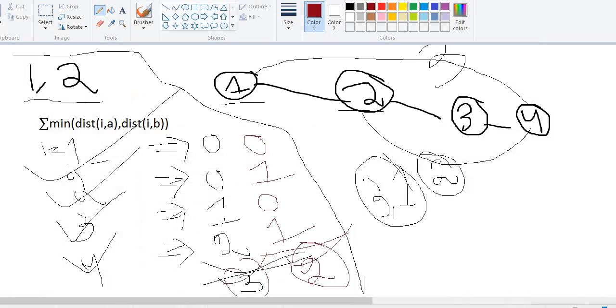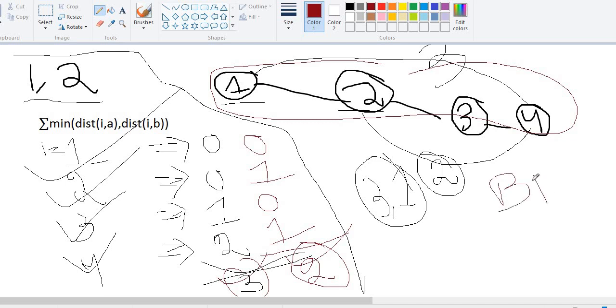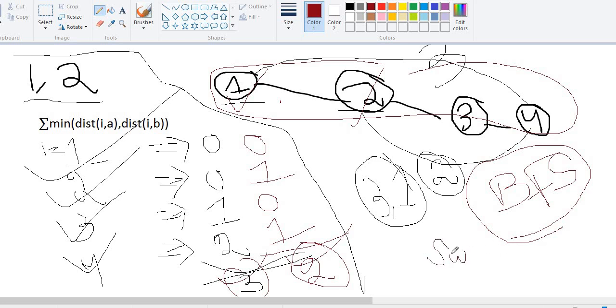Now we can do one thing here: we can use BFS to find the number of edges on the shortest path from X to Y, and then we can sum it. This is the hint, and I think many of you will get the solution.